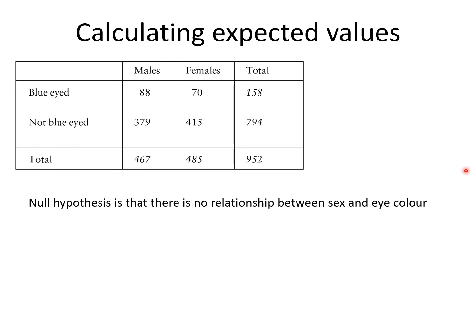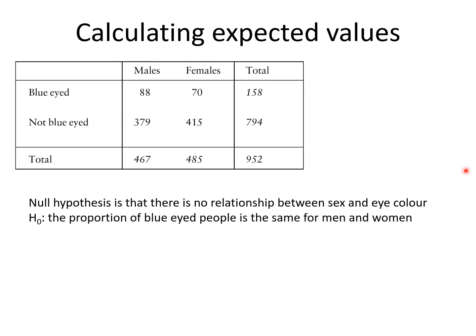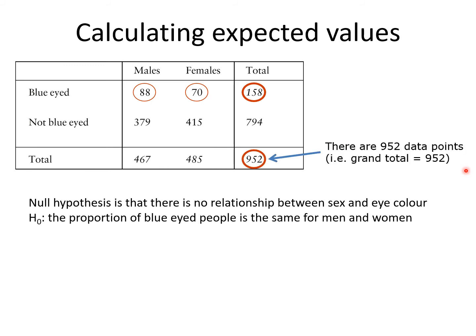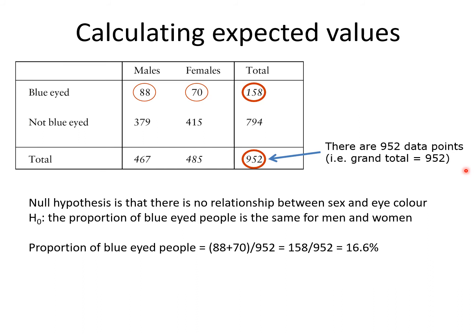again, let's recap. Our null hypothesis is that there's no relationship between sex and eye color, and we could word that formally as the proportion of blue-eyed people is the same for men and women. You can see here in our data set we have 88 blue-eyed men and 70 blue-eyed women, giving us a total of 158 blue-eyed people out of the grand total of 952 surveyed people. That then means that the proportion of blue-eyed people is 16.6% as observed in our data.